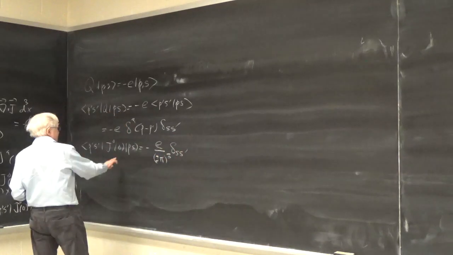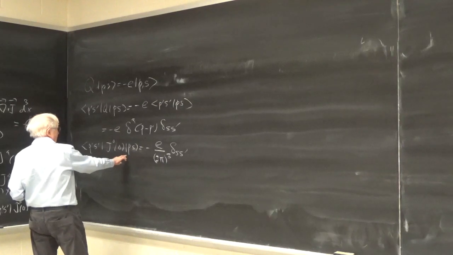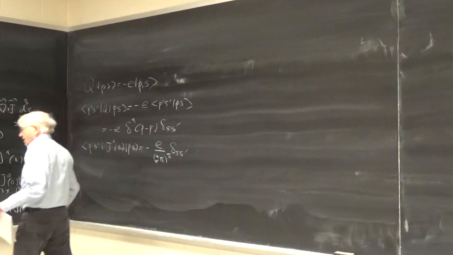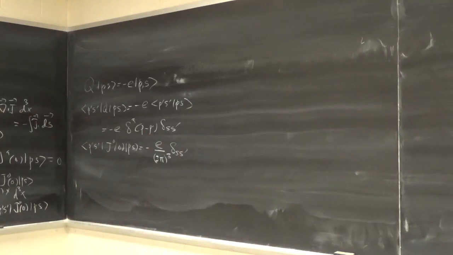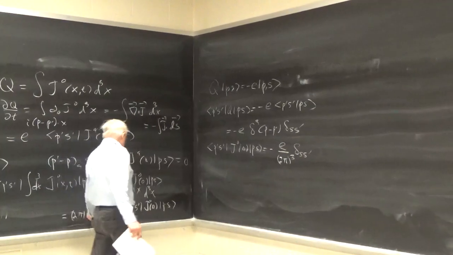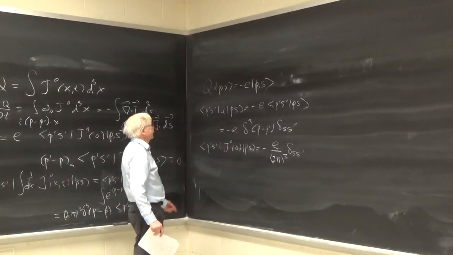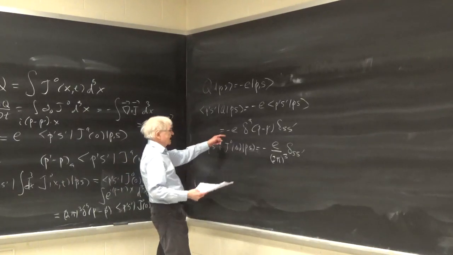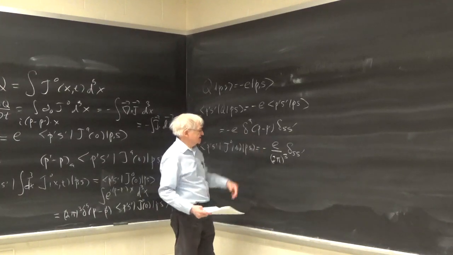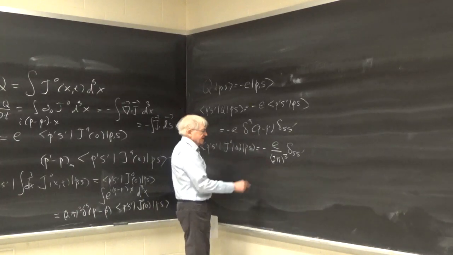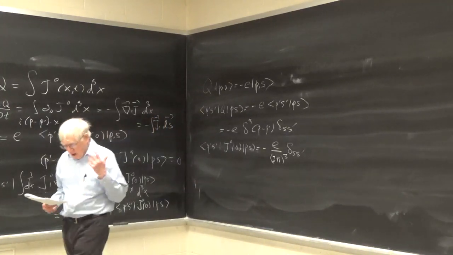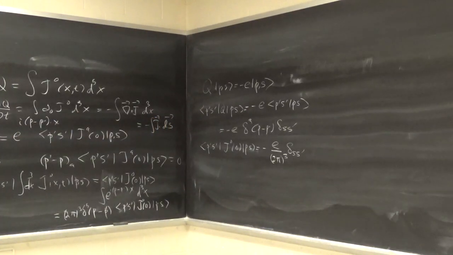So if you compare this expression, here's the expression for the charge, and it's (2π)³ delta function times this matrix element. On the other hand, the same thing is minus e delta function delta_{SS'}. The difference is, comparing the two, we see that that's the matrix element of the current at 0.